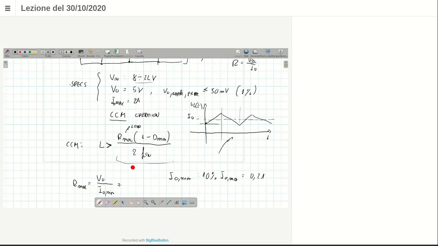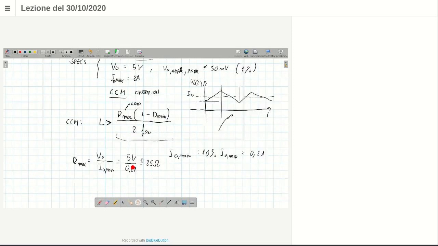Okay, if we put in this expression the output voltage is 5 volts, IO minimum is 0.2 amps, what we get is that R maximum is 25 ohm. This is the first element we need in this expression. What about D min? What about D min?